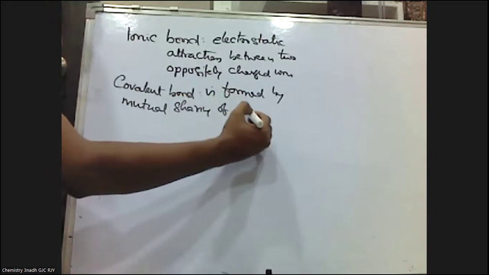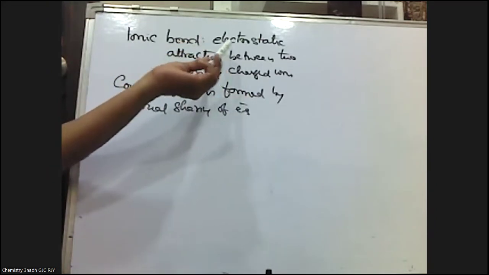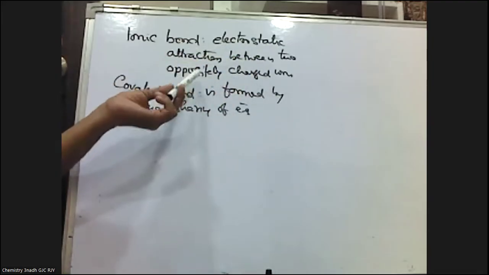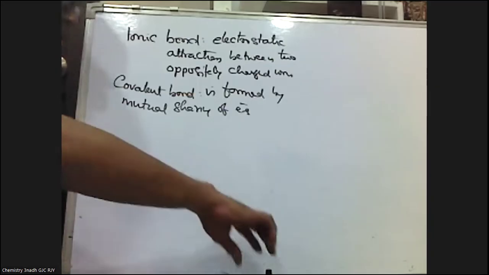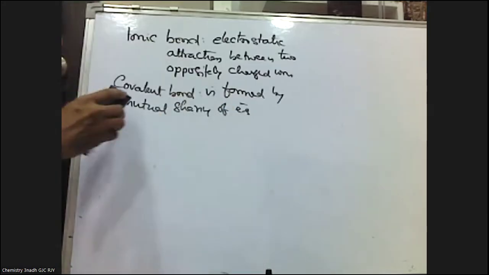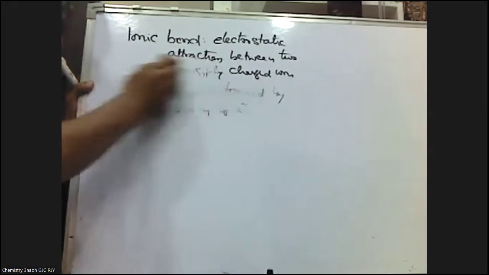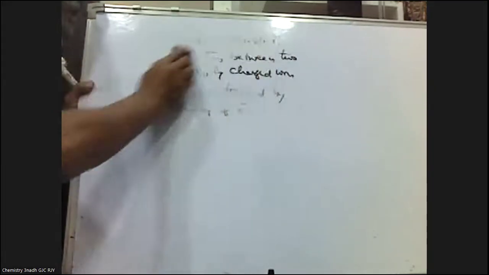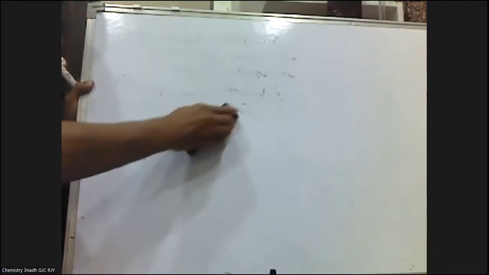So we know that an ionic bond is the electrostatic attraction between two oppositely charged ions, whereas a covalent bond is formed by the mutual sharing of electrons. That is, each atom contributes one electron and that electron pair is shared equally by the two atoms. That bond we call covalent. One more point, after the ionic bond and the covalent bond, the third point is electronegativity.